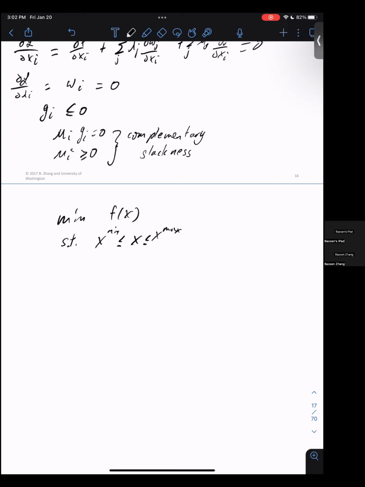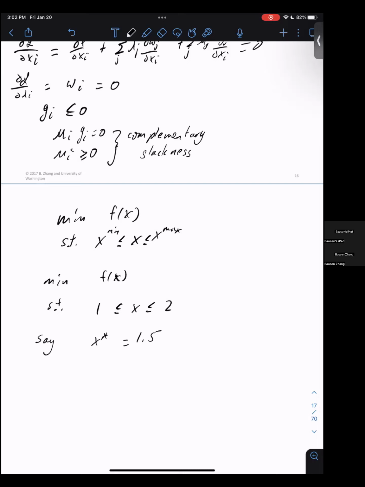Let's be more concrete. Let's say I want to minimize f of x subject to x being between 1 and 2. Suppose you're solving this problem: some function you're trying to minimize, and x is bounded between 1 and 2. Let's say x star is 1.5. Let's say you solve this problem somehow, and you figure out x star is 1.5.